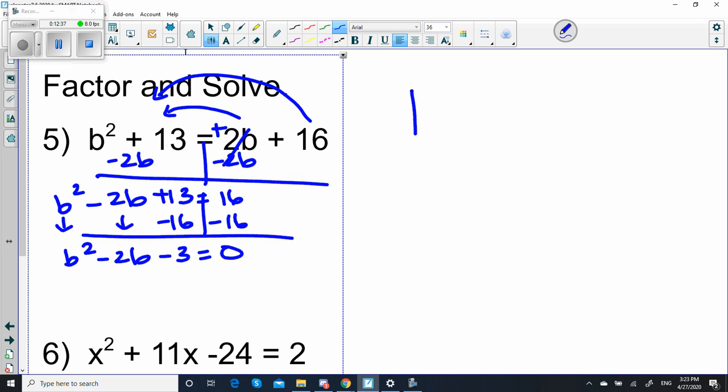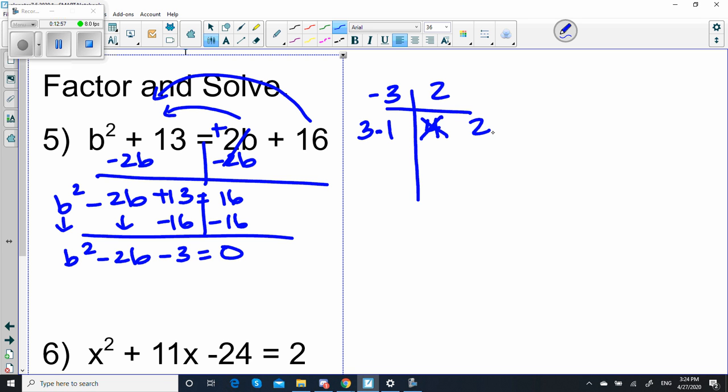So now I'm looking for factors of negative 3 that give me a 2. Well, the only factors of 3 I can think of are 3 times 1. When I add them, I get 4, but when I subtract them, I get 2. Notice that this is negative, so it's not the 4 one, it's this one here, this 2. So one of these has to be negative.